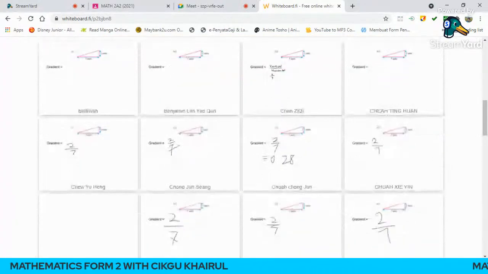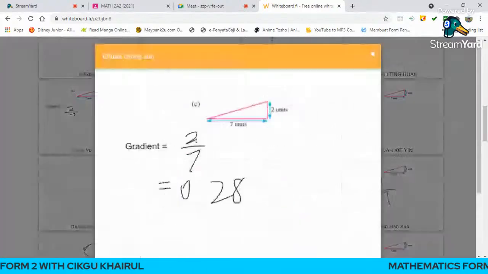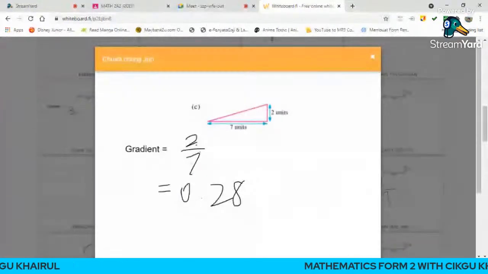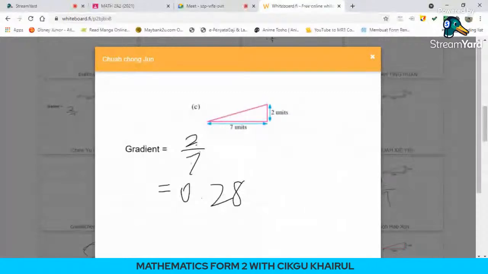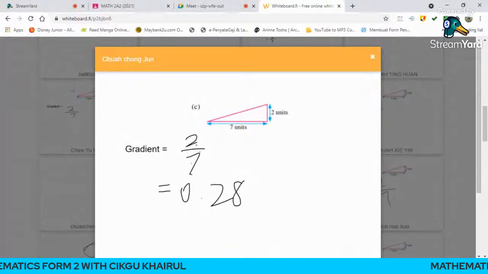Who else do I want to open? Okay, Chua Chongjun. 2 over 7 equal to 0.28 in decimal. This is also true, but usually gradient we write in fraction, not in decimal.